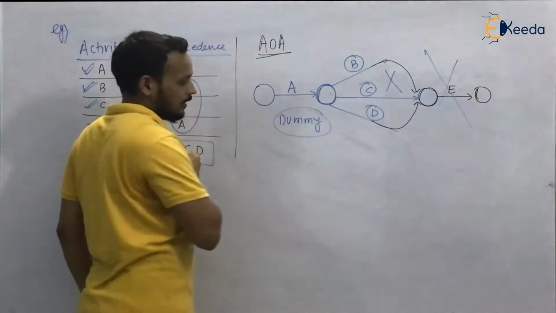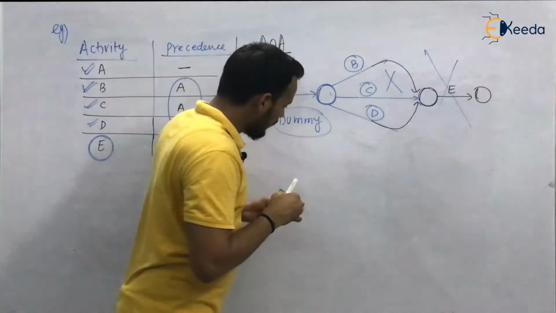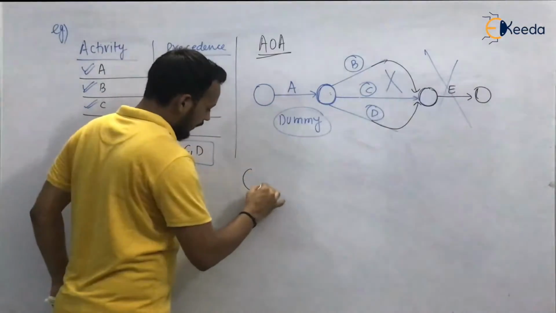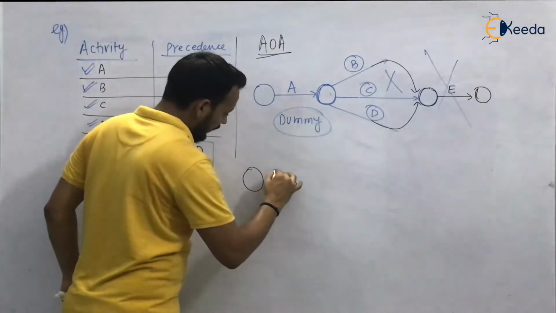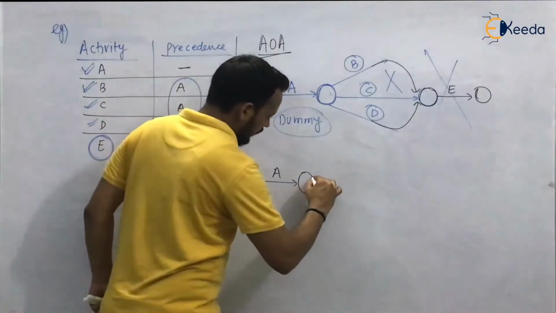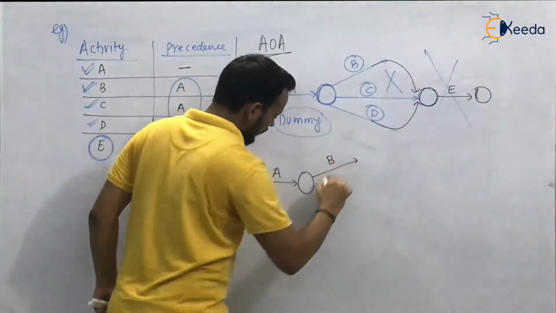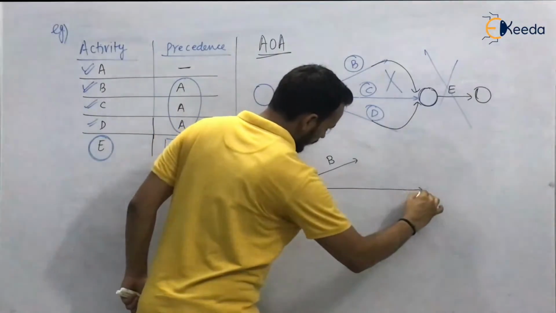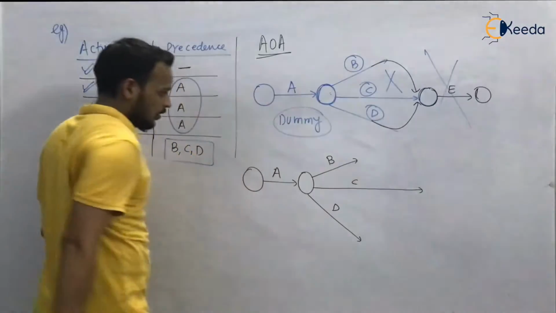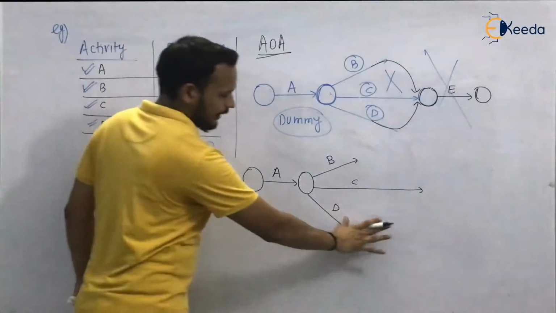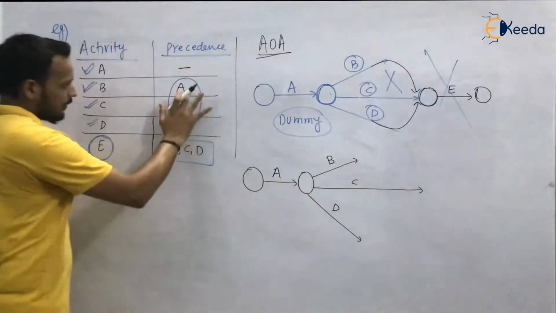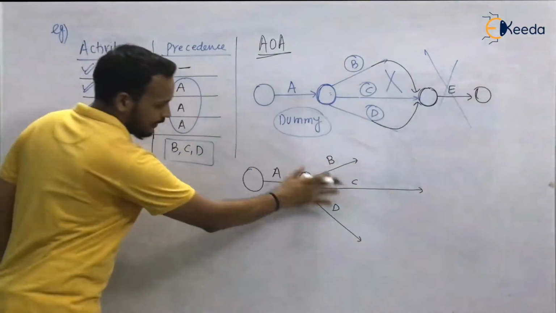We will use a dummy activity. So I am drawing it again. I am drawing it correctly. Activity A. This is your activity B. This is your activity C, and your activity D. Okay. Up to this point, it is right. Both are same up to this point, because the precedence is A for all these three activities.